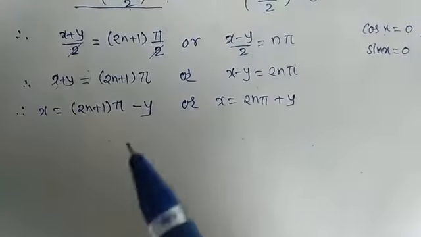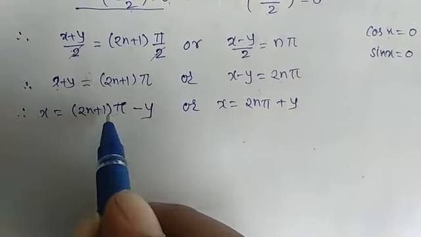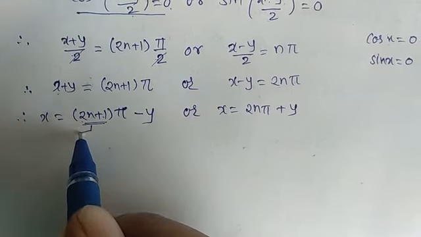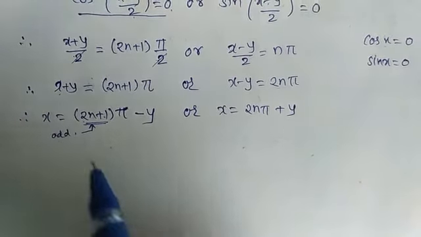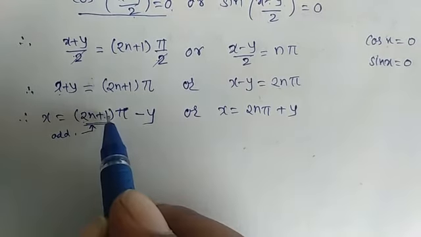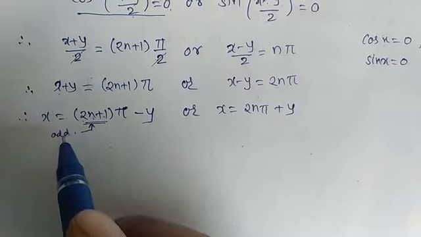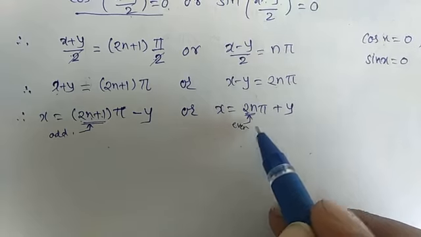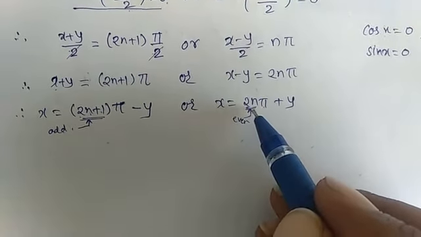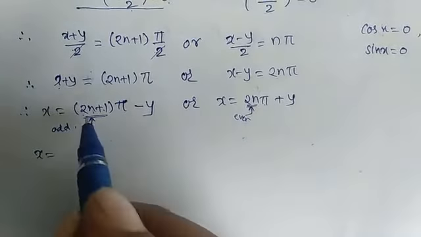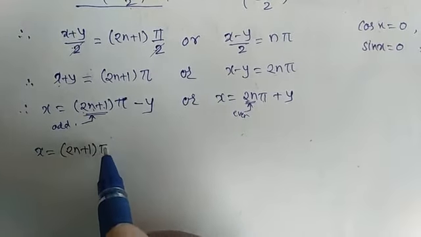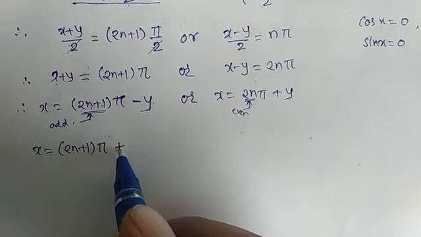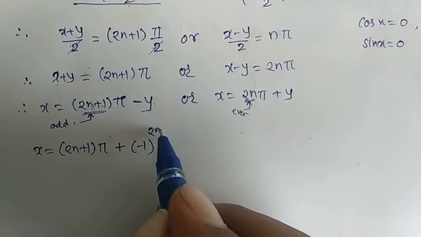Okay, so here if you see the coefficient of pi, it is 2n plus 1, which means that if you know the definition of odd, it will always be an odd number. For any value of n belonging to Z, it will be an odd number, and here the coefficient of pi in the second equation is an even number. So here it can be written as x equal to (2n plus 1) pi, and here second is minus 1 minus y, so I write plus minus 1 raised to (2n plus 1) y.